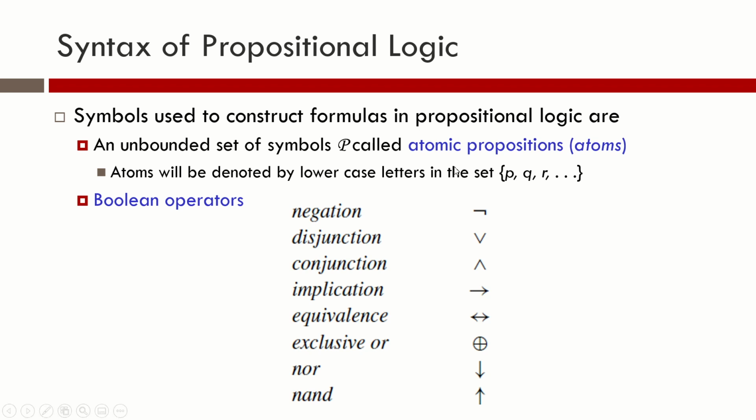And when we consider the equivalence operator, it will give the result true if both the operands are the same. That is, if both P and Q have the truth value true, then P equivalence Q will be true. Or if both P and Q have the value false, P equivalence Q will also be true.